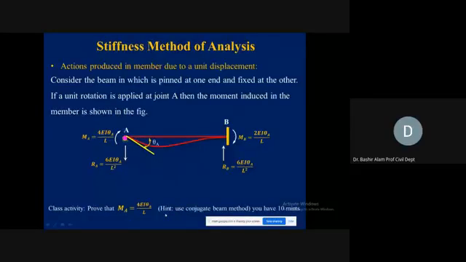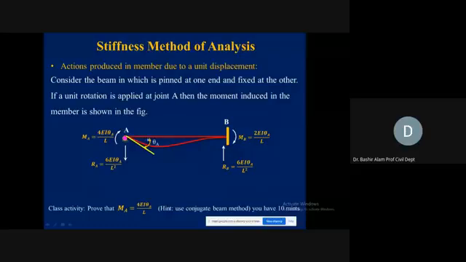Next, the action. We said that if we give a rotation at one end, the moment generated at that end will be equal to 4EI theta divided by L. At the far end, it will be in the same direction but half of that amount, which is 2EI theta divided by L. We need to balance it by the balancing couple, which will be 6EI theta divided by L square.